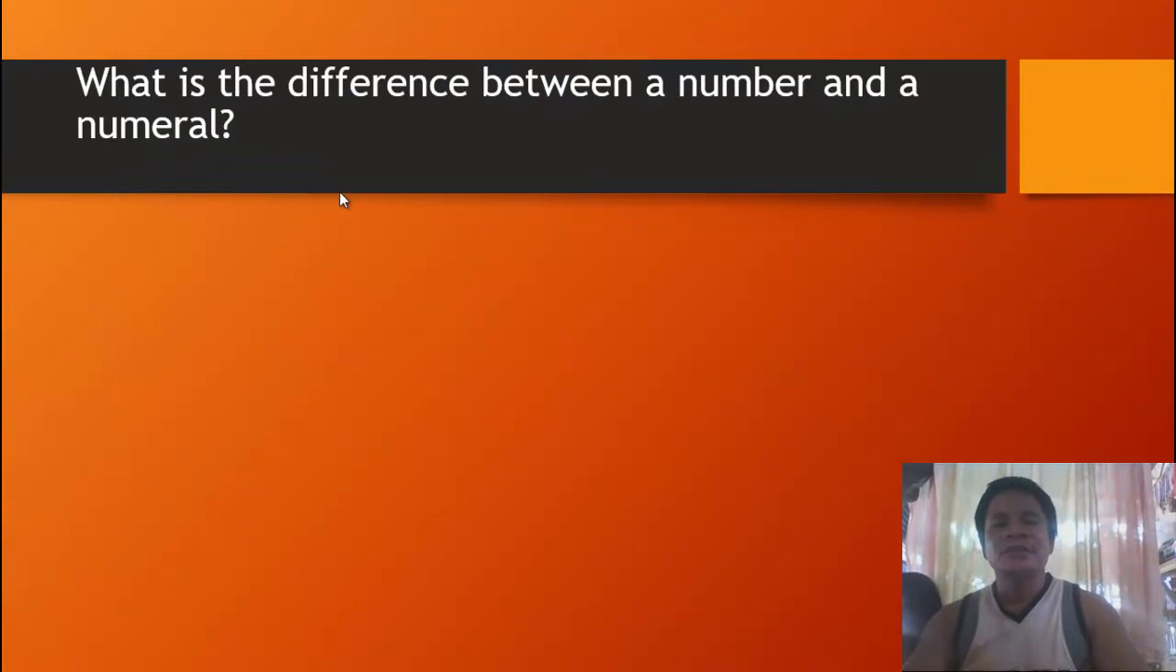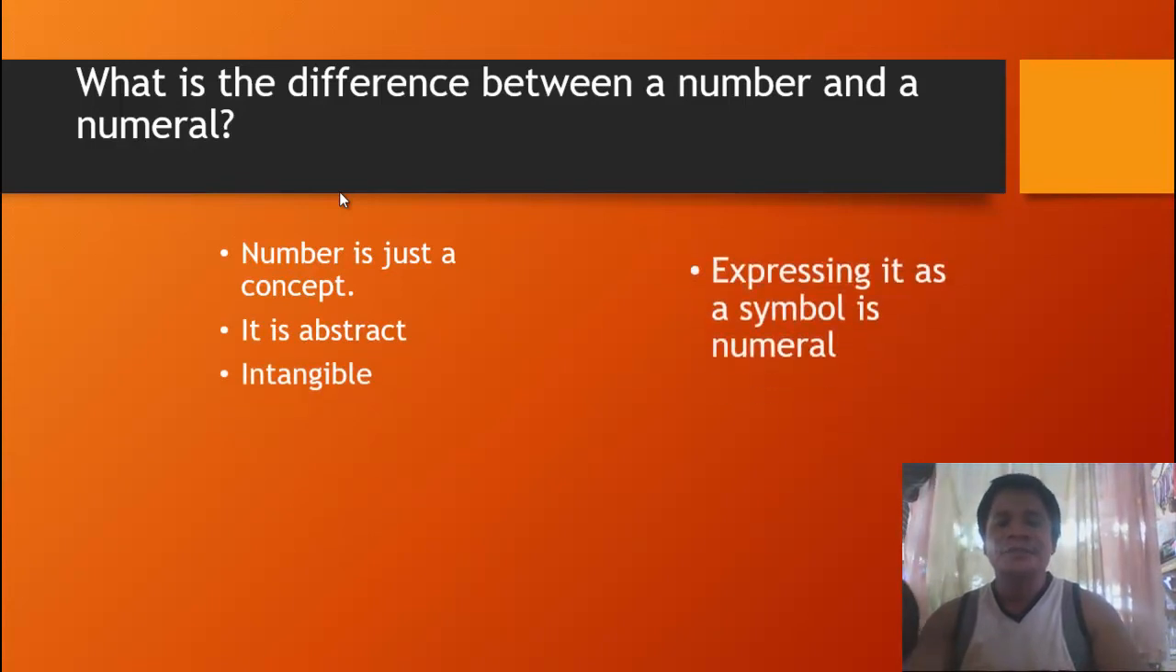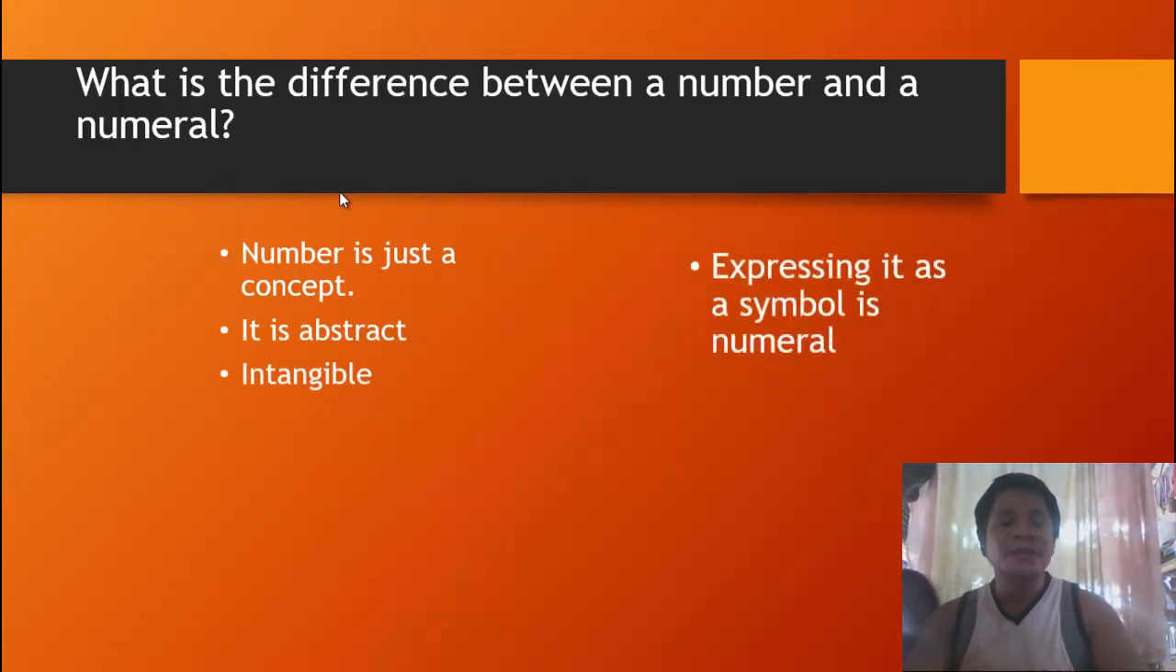Now, what is the difference between a number and a numeral? A number is just a concept. It is abstract. It is intangible. So expressing it as a symbol is a numeral.